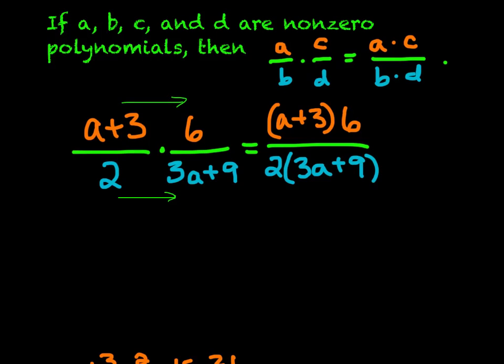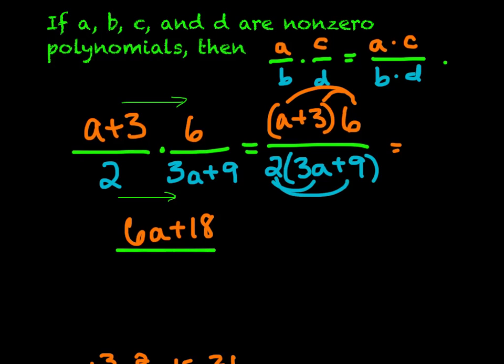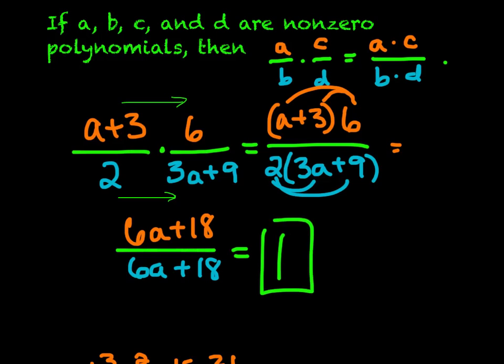From there, it's easy enough to see that we need to use the distributive property, so we're going to do just that. On the top, we get 6A plus 18, and on the bottom, we will get 6A plus 18. We have the same thing on the top and the bottom, and that's another way of saying we have the answer for 1. That will be our answer for that particular problem.